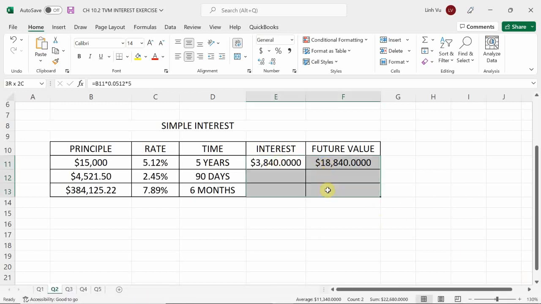Now, what happens when my time is not in years? So for the second one, I have a principal of $4,521.50. I have an interest rate of 2.45%. However, it's a 90-day bond. You're borrowing it for 90 days. What happens when I have a short term loan that is not in terms of years? How do I calculate that?